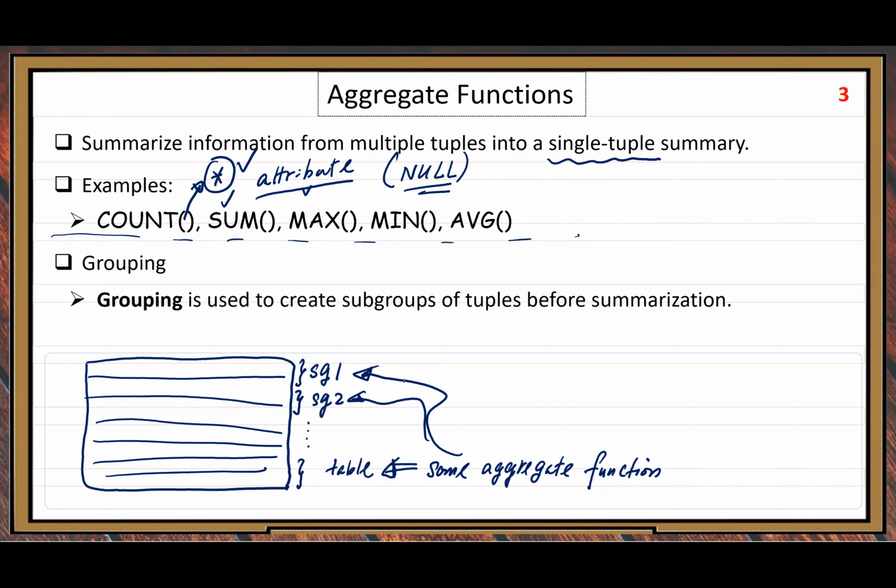For each subgroup, you apply an aggregate function, you get a number. The second subgroup, you apply this aggregate function to get a second number and so on. So each subgroup, you get one number. Many times we need to use this way. So the subgroup definition is very important. How to define subgroups, that's important.